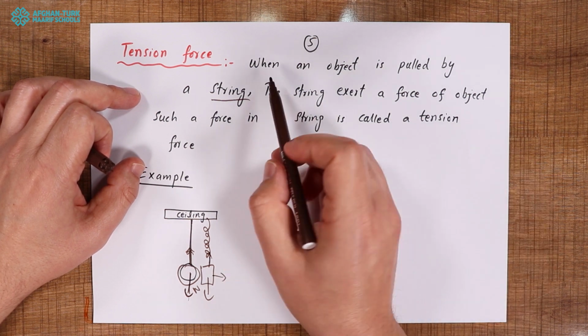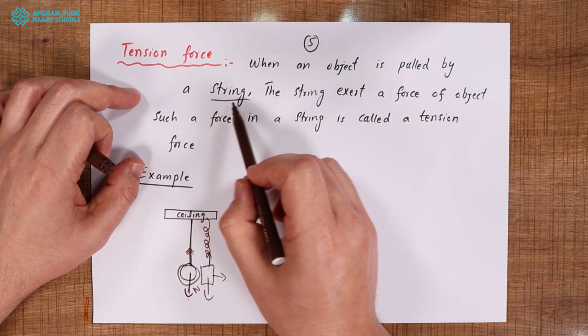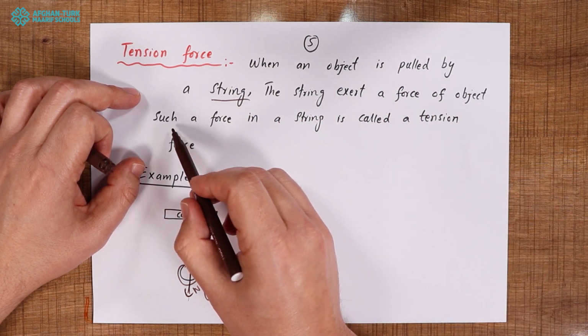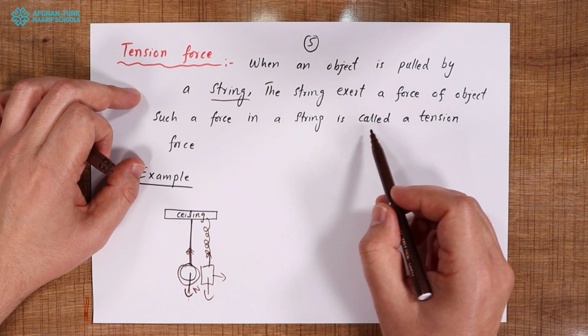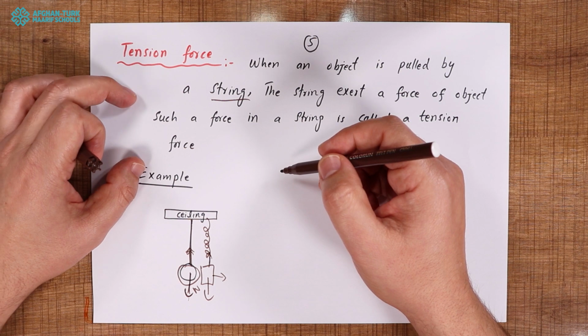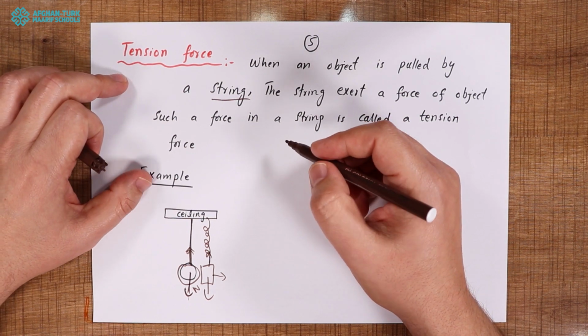So let's see the definition again. When an object is pulled by a string, the string exerts a force on the object. Such a force of the string is called tension force. And we will show a mathematical example.